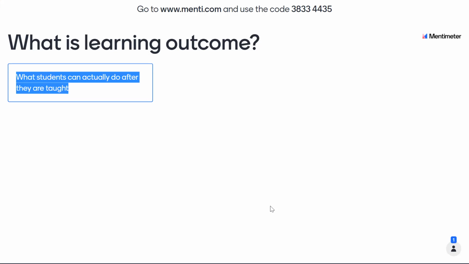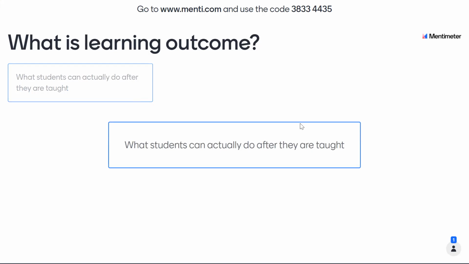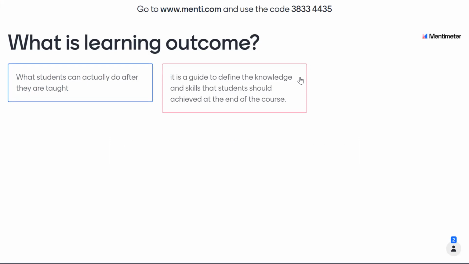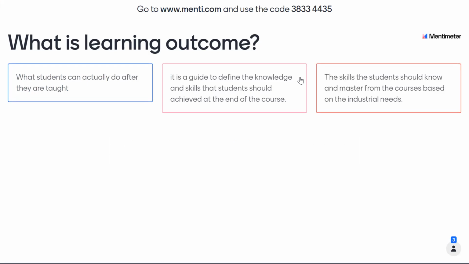Okay. What students can actually do after they are taught, all right? Okay, good. Any more? It is a guide to define the knowledge and skills that students should achieve at the end of the course. Okay, the skills the students should know and master from the courses based on the industrial needs. Interesting. Okay.